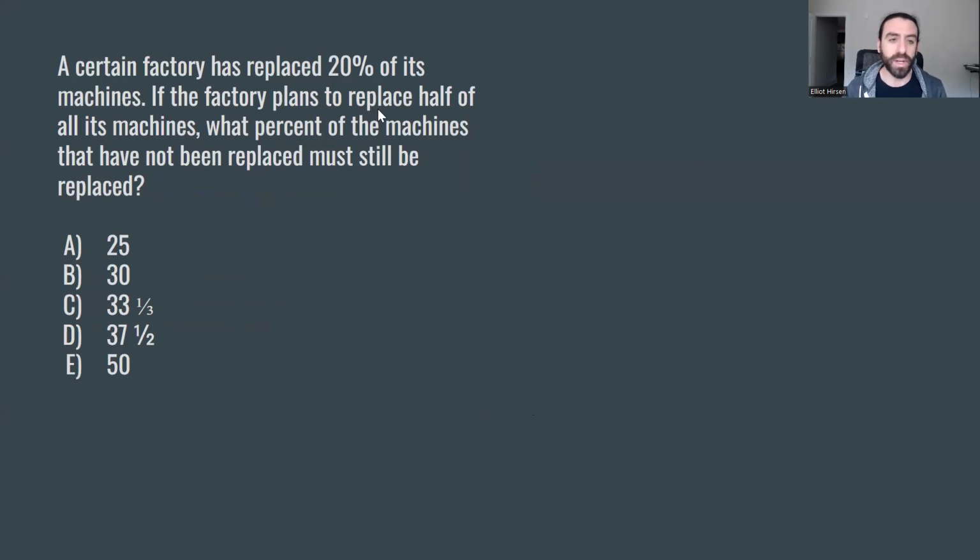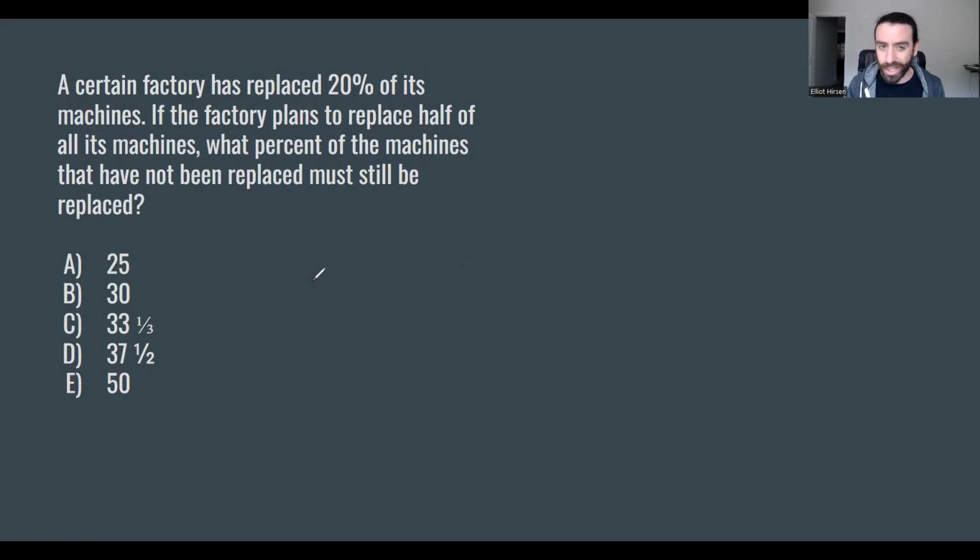All right, so the question says that a certain factory has replaced 20% of its machines and they plan to replace half of all the machines. So what percent of the machines that haven't been replaced yet must still be replaced? So let's make sure we're clear about what machines go into which group here so that we can ultimately set up to solve for the right answer correctly.